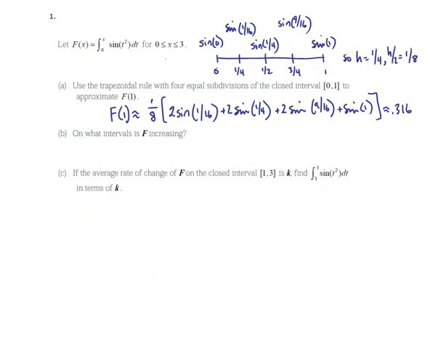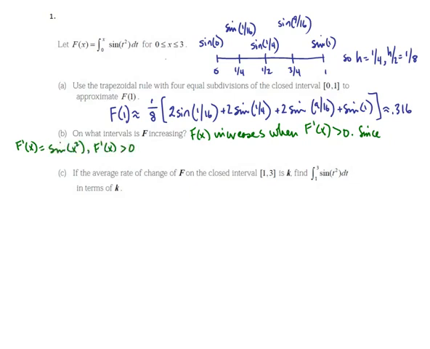Part B, on what intervals is F increasing? Now we simply state that F increases when F prime of x is positive. F prime of x, the derivative of F of x, is equal to sine of x squared by the second part of the fundamental theorem of calculus. Then F prime of x will be positive when x squared is between 0 and pi, and we may need to go beyond that since we're on the interval from 0 to 3. So it might also be when x squared is between 2 pi and 3 pi.